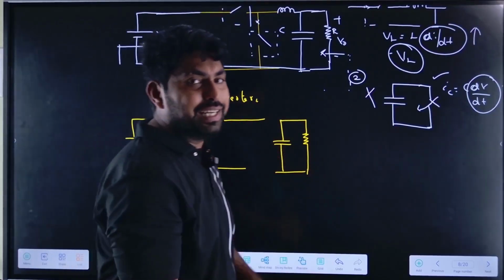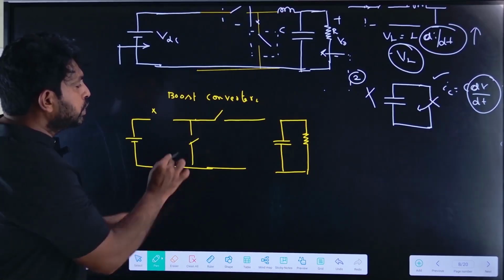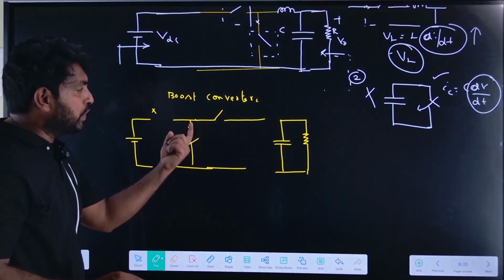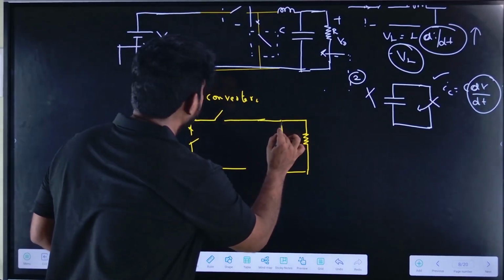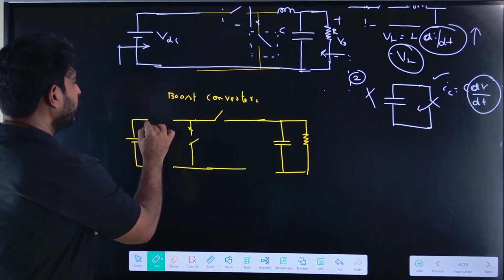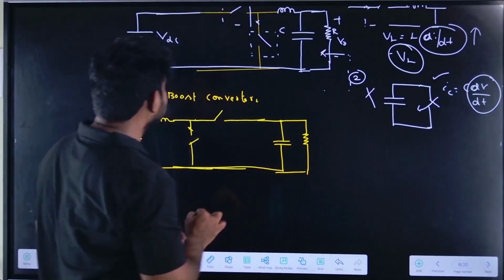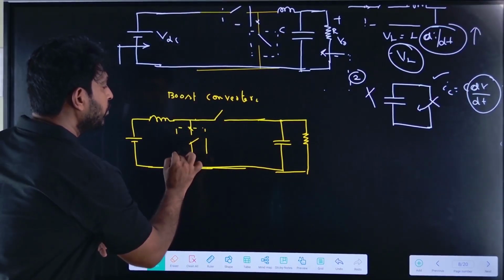Now, let us draw the inductance. Where can we draw the inductance in this circuit? Shall we draw here? We cannot draw it in series with the switch. Here also we cannot draw. And we can draw here. At this point, we can draw the inductance. So, this is the circuit topology of the boost converter.